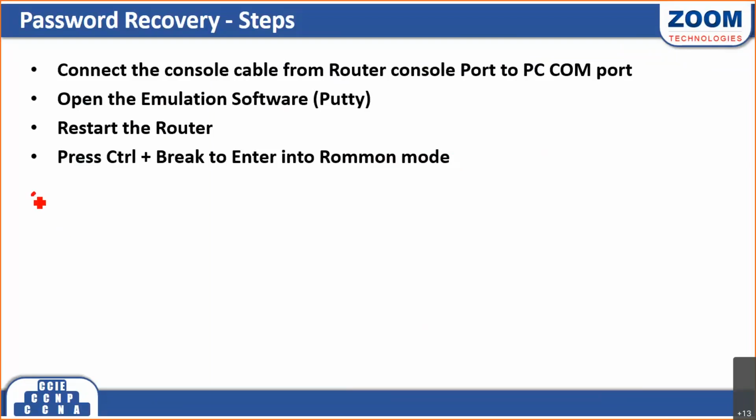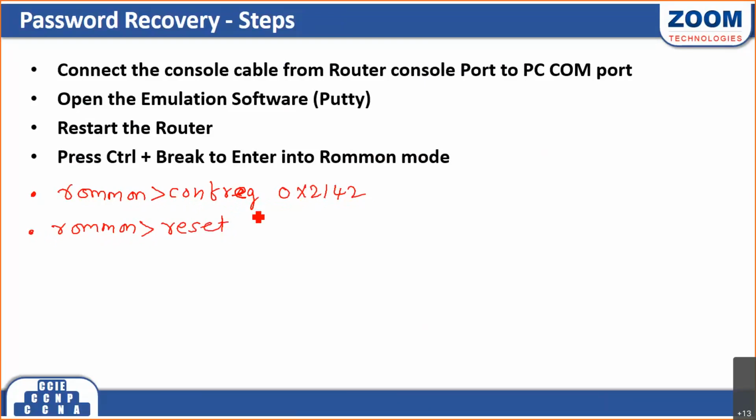So the next step I'm writing here. You'll get ROMMON mode like this, the rommon greater than symbol. Type confreg, C-O-N-F-R-E-G, space 0x2142. The next line, reset. Two commands. Then we'll skip NVRAM and we'll get into the router with a running configuration.